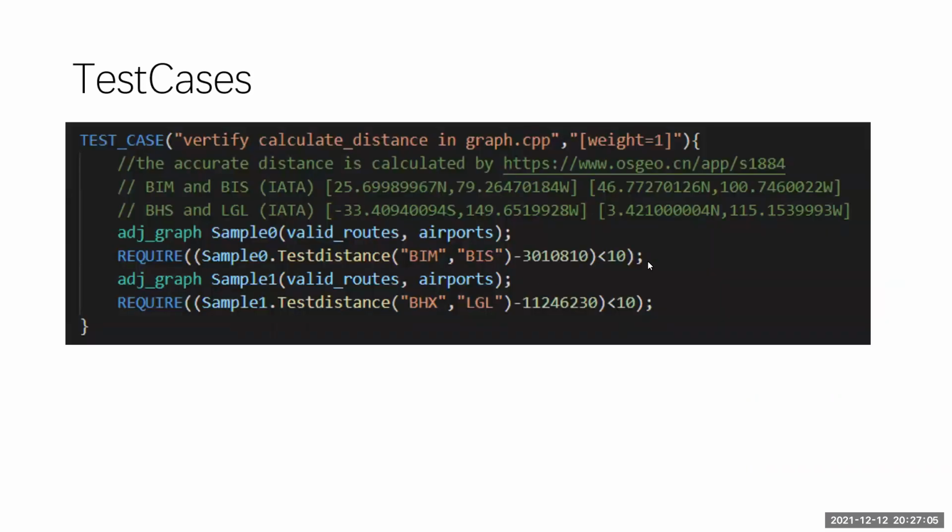The first test case I want to introduce is to verify calculate distance in graph.cpp. Basically, we just use this website. You give the longitude and latitude of an airport, and the website will tell you the concrete distance between these two airports, and we compare it with our function's return, and it passed.